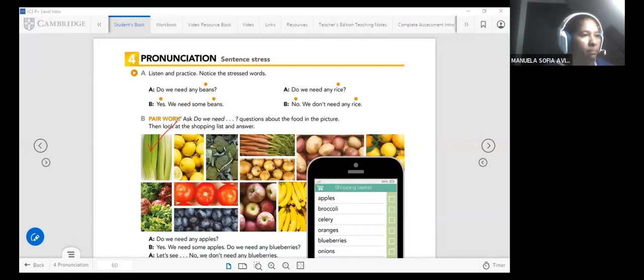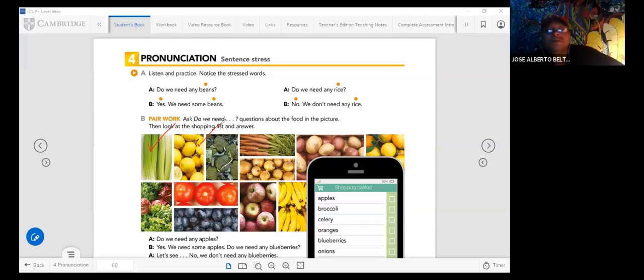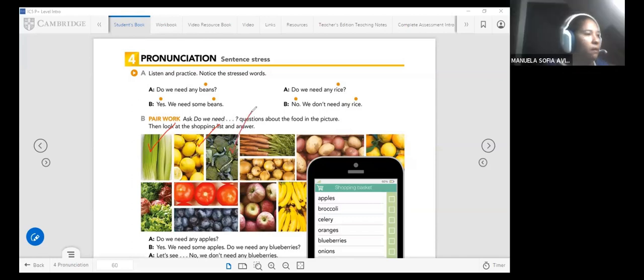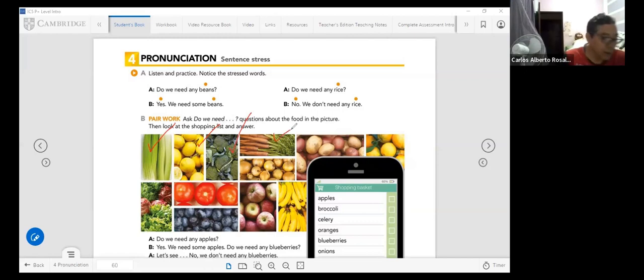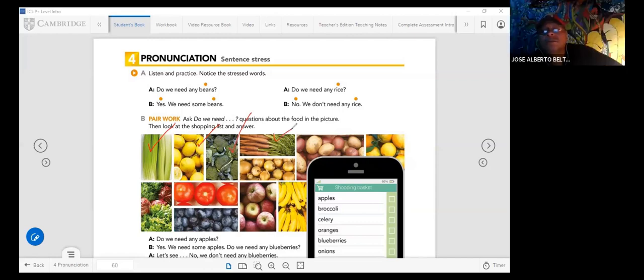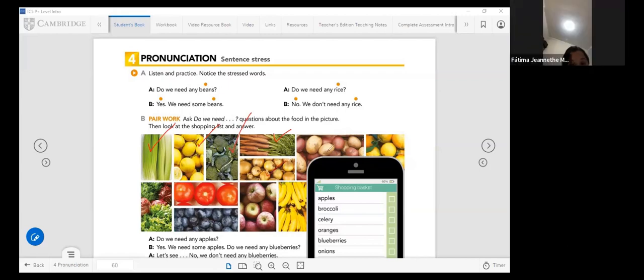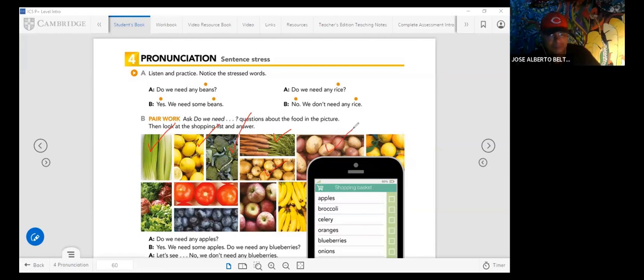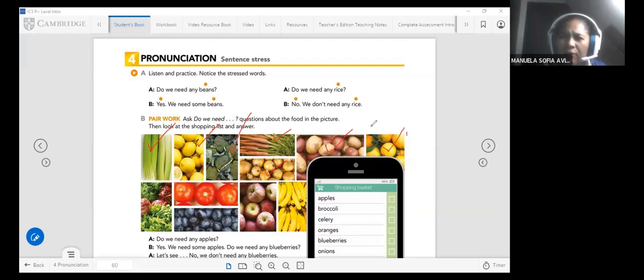Celery. Celery, exactly. Celery in Spanish is that one, but celery is in English. Okay, what about the second one? What is this? Lemon. Exactly. What about this one? Broccoli, right? What about those? Carrots, exactly. What about this? Onions, very good. What is this? Potato, right?